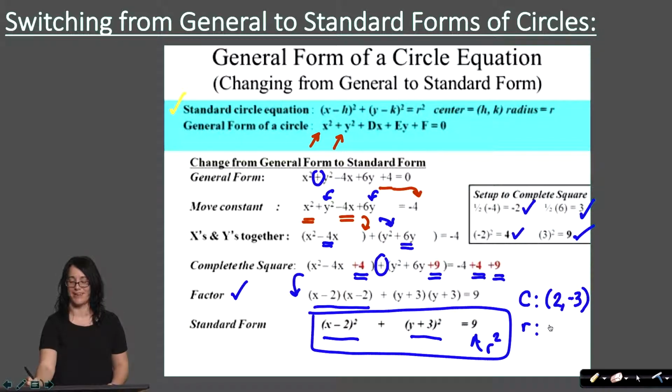It's the square root of 9. You're right, it is just 3. And that would allow someone to draw a sketch of the circle quickly. They plot the center and they go 3 in every direction. Okay, let's have you try one more example where you practice this process of completing the square to write your equation in standard form.